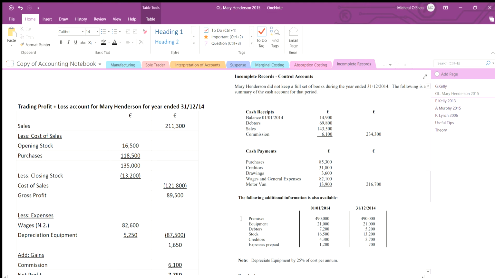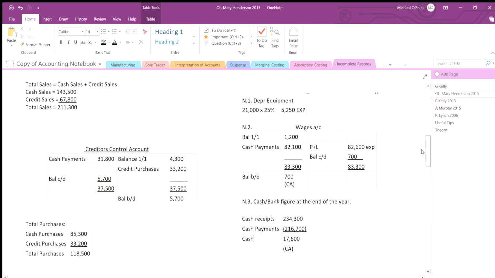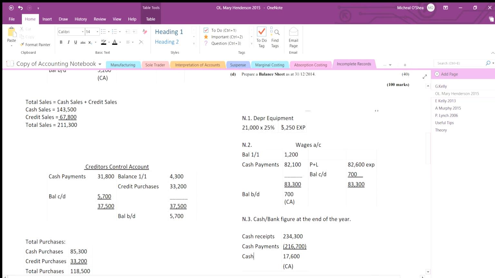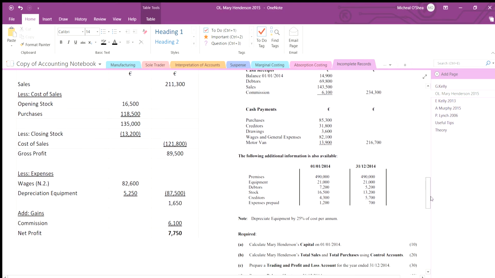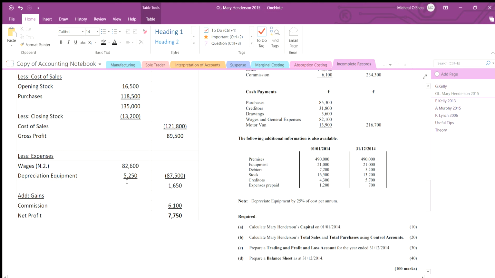After that, we don't have any details here on expenses apart from the ones we've done in our notes. We have two expenses, my depreciation figure of 5250 and my wages figure, P&L of 82,600. So those two added together are going to give me my total expenses. If I add the two of those up, it gives me 87,500. And if I take that away from my gross profit, I'm left with 1,650.